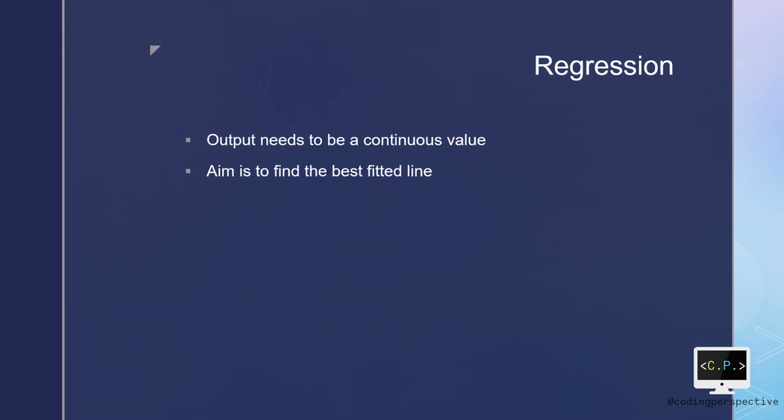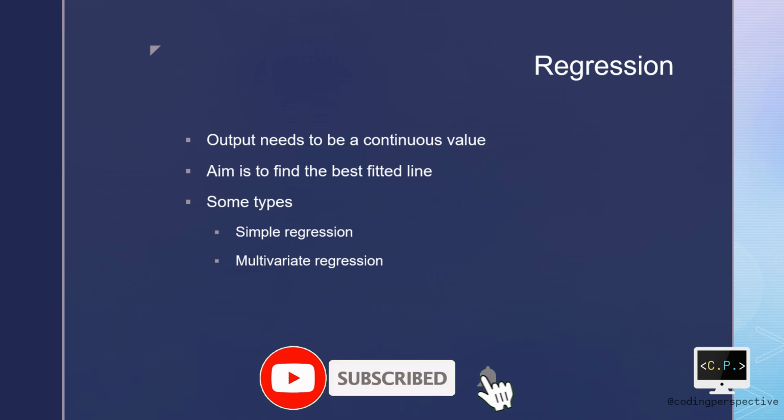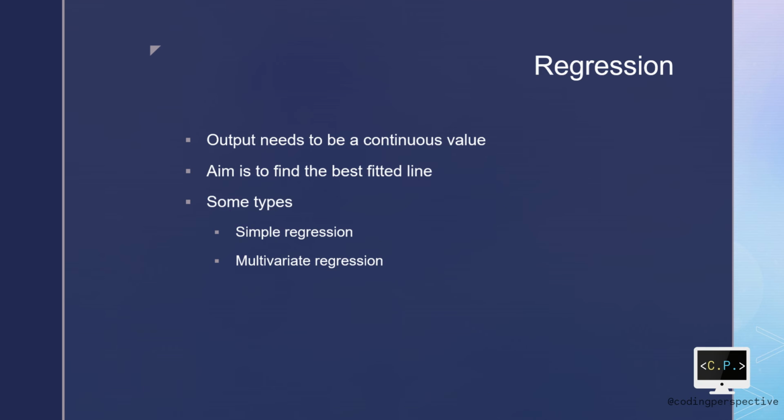Let us have a close look at the regression algorithms. In regression, the output variable must be a continuous value so that we can find the best output values over continuous values. In regression, we try to find the best fitted line which can predict the points in the dataset over a line. There are many regression algorithms. However, some of them are simple regression and multivariate regression. In simple regression, you have only one input to predict the output value, whereas in multivariate regression, you have multiple inputs for predicting the output.